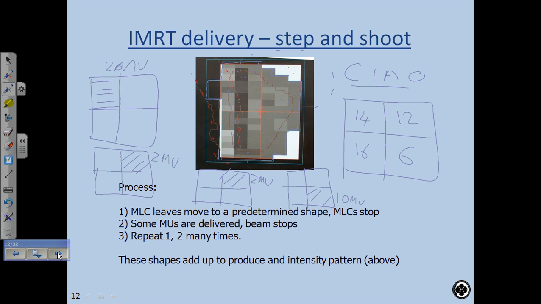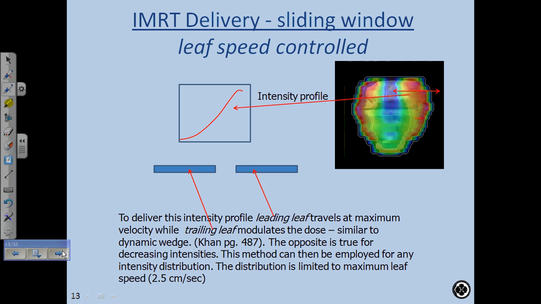So, of course, the more levels you have, the bigger the variety, the more flexibility you have with how this is going to look and how you could treat it. Okay, does that make sense? It's as simple as that. You're just overlapping segments. That's for step and shoot. Sliding window is a little more complicated.